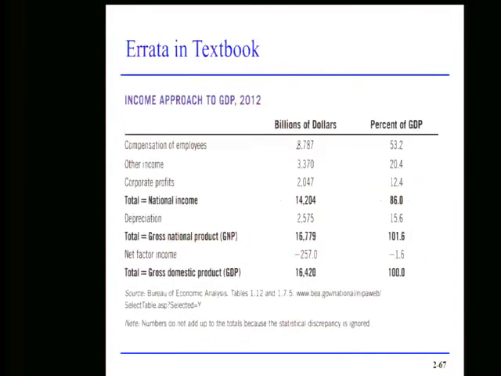Now, I only emphasize that because this chart is in your textbook. And if you look at it, what it says is gross national product minus net factor income equals gross domestic product. Therefore, it looks like it's a subtraction, but I just told you it was an addition. Right? We add net factor income to gross domestic product to get gross national product.